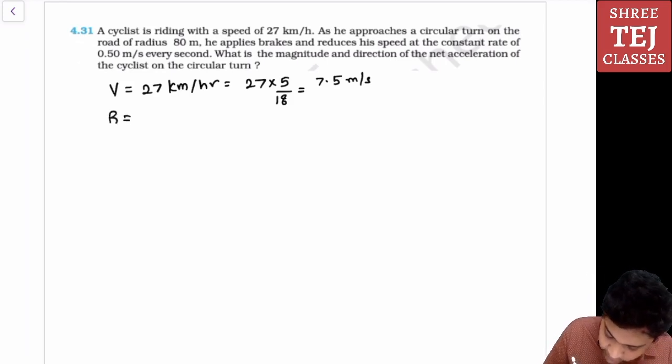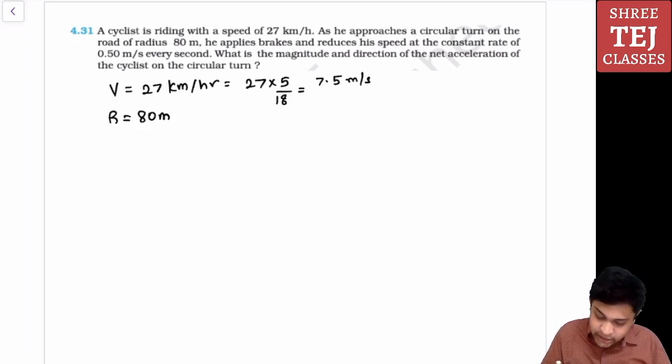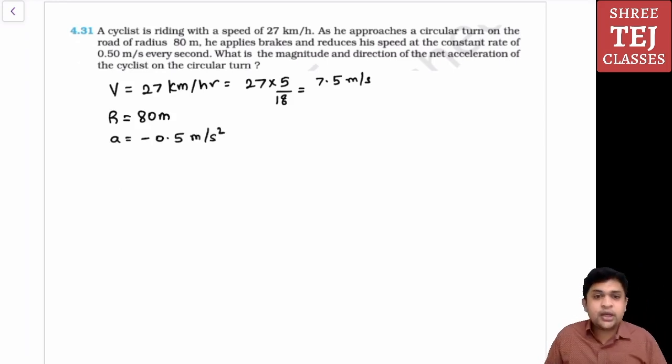Our radius of road is 80 meter. He applies brakes and reduces his speed at a constant rate of 0.5 meter per second every second. So acceleration is minus 0.5 meter per second square. We have to find magnitude and direction of the net acceleration.